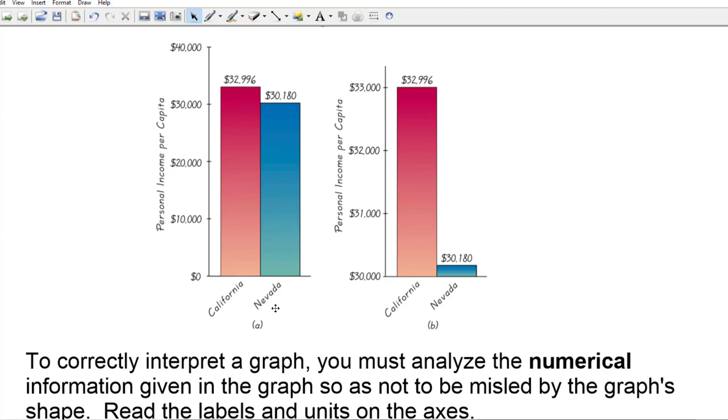If you look at the A graph, you see that there's not much of a difference. I mean, it's probably about $2,000 between California and Nevada. Over here, however, they changed the whole graph. If you look here, they're going to start at 30,000.